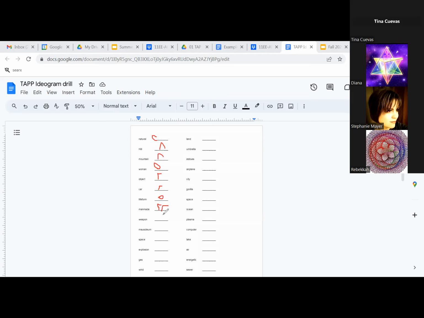Man-made might be this. A weapon might be like this. A mausoleum is, any building could be represented by a rectangle. Space is a series of dots to me, but it might be different for you. Explosion has some movement or kinetic energy to it. And then gas might have some curls associated with it. Land for me is always straight, but it might be different for you.